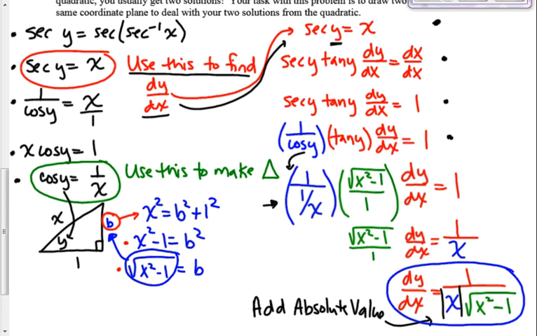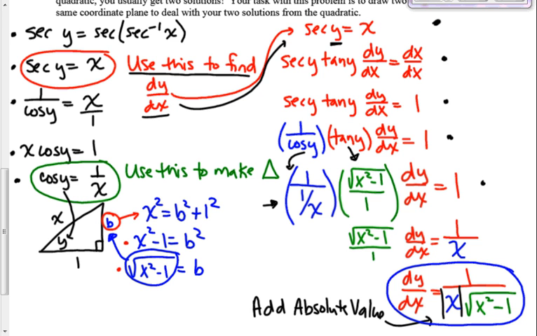Then I took the tangent of y using my right triangle, and that's opposite over adjacent. So I started with y, and opposite y is the square root of x squared minus 1. Adjacent to y is 1. And then I still have my dy dx, and that was equal to 1.